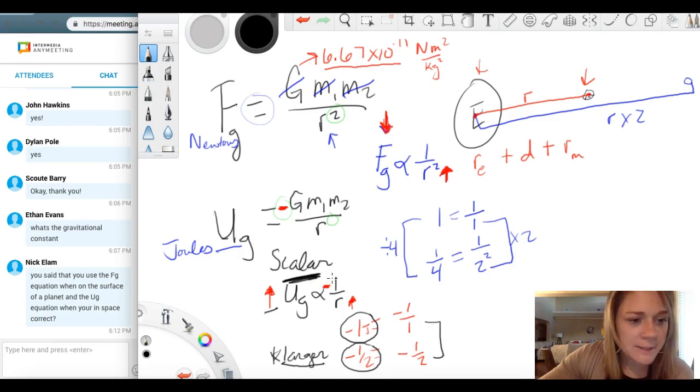All right, Nick says, you said that you use the force equation when on the surface of the planet and the potential energy equation when you were in space. Nick, you have that almost correct.